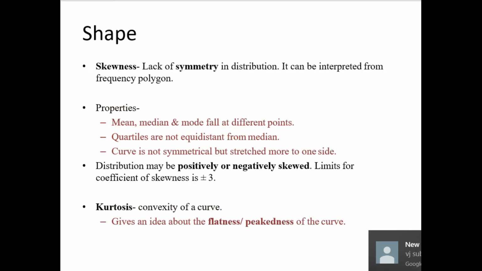Shape. Skewness is the lack of symmetry in the distribution. It can be interpreted from the frequency polygon. Properties: mean, median and mode fall at different points. Quartiles are not equidistant from the median. The curve is not symmetrical but stretched more to one side. Distribution may be positively or negatively skewed. Limits for the coefficient of skewness are plus or minus 3. Kurtosis: the convexity of a curve gives an idea about the flatness or peakedness of the curve.